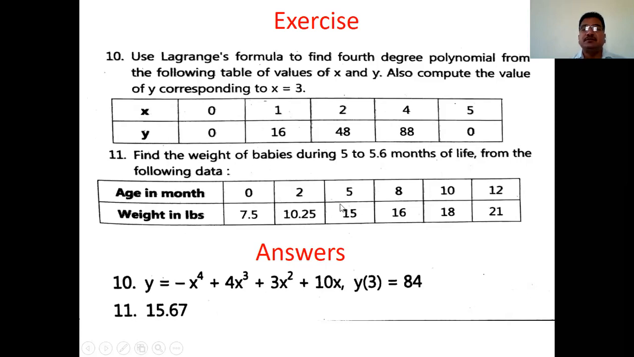by using Lagrange's interpolation formula. Similarly here we have to find the weight of the babies during 5 to 5.6. So 5 corresponds to 5, answer is 15. We have to find the value corresponding to 5.6, and then what is the answer? That is f of 5.6 minus f of 5, that is minus 15. So the answer is 15.67.